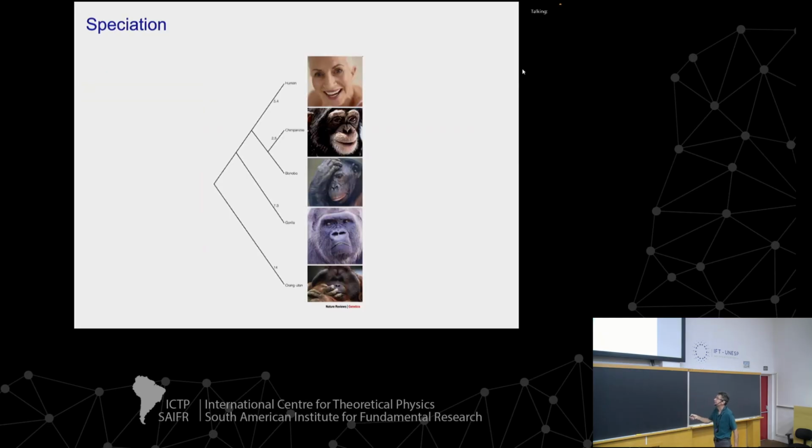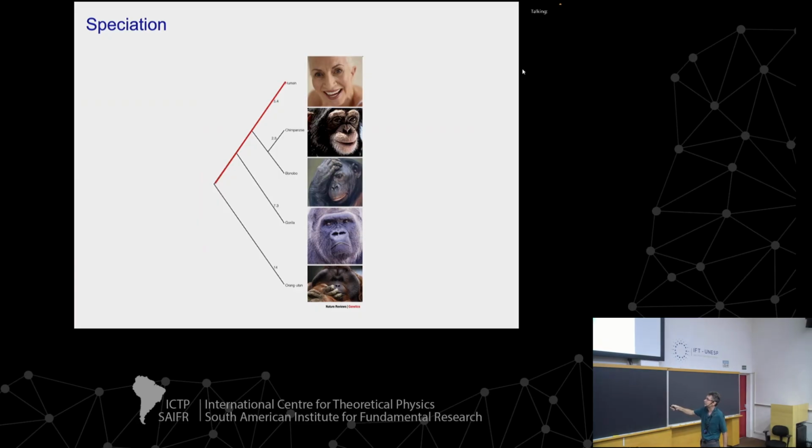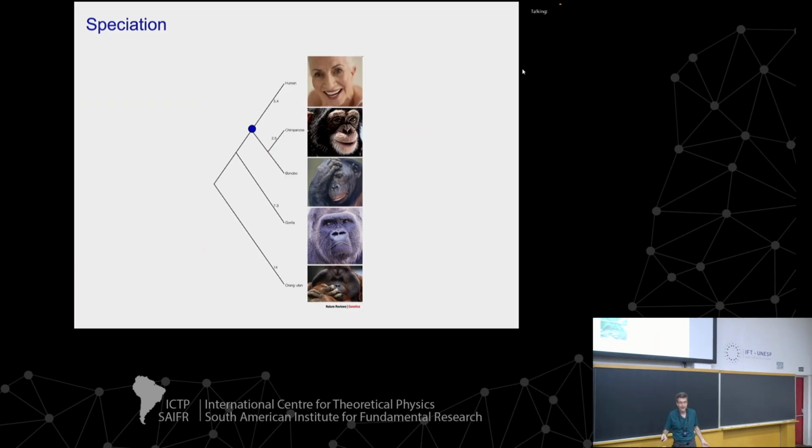Here I'm illustrating this with a very simplified tree of our own species. And if you look here, you see that a group of primates evolved just like the whales into the humans. But a different group of the same population somehow took a different path and ended up as the bonobos. So at a certain point in time, there was this branching. And this is the speciation. This is what we're trying to understand.